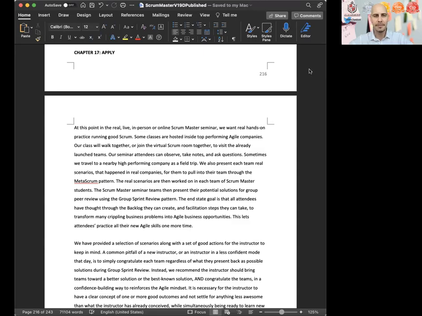Chapter 17, Apply. How to apply Scrum in a company. At this point in the real, live, in-person, or online Scrum Master seminar, we want real hands-on practice running good Scrum. Some classes are hosted inside top-performing Agile companies. If so, our class will walk together or join the virtual Scrum room together to visit that already launched team.